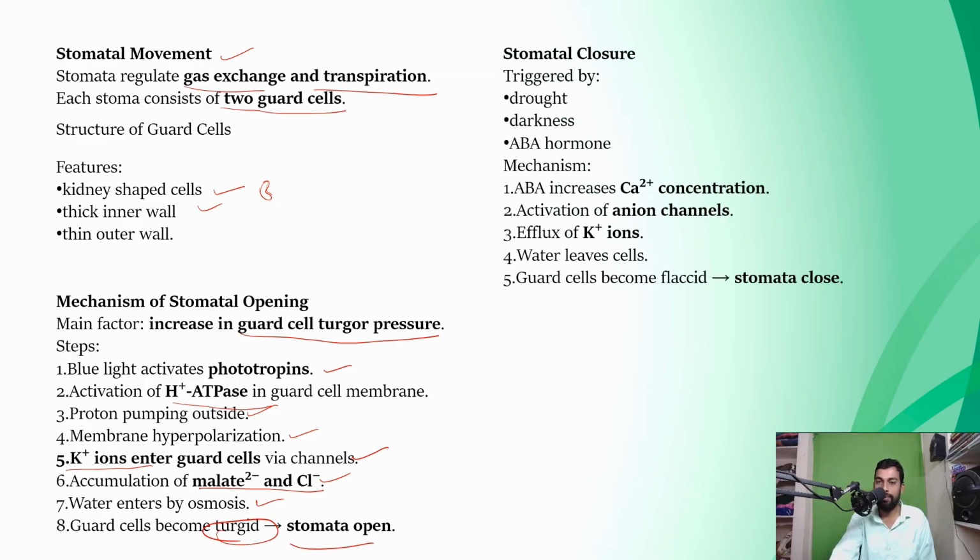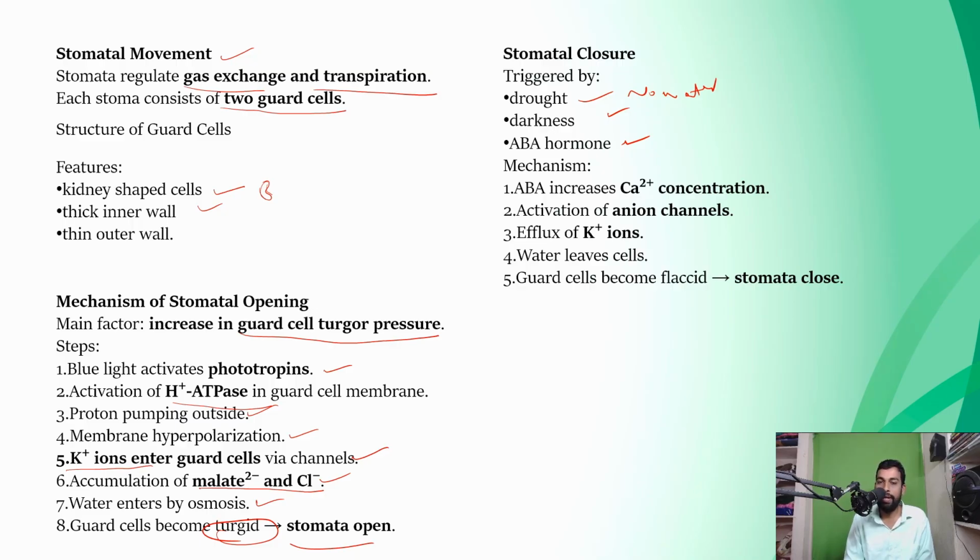Stomatal closure. It is a reverse process. What happens? When will it happen? When there is drought, that means there is no water for long days. In darkness there is no photosynthesis, only respiration is needed. Okay. ABA hormone. If there is ABA hormone, that means abscisic acid hormone.